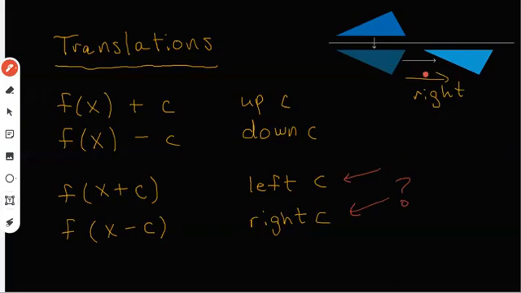So to move this triangle over here to the right, what I'm doing is subtracting on the inside. So I have f of x minus c, moving c points to the right. So that is translations. You can move up, down, or left and right.